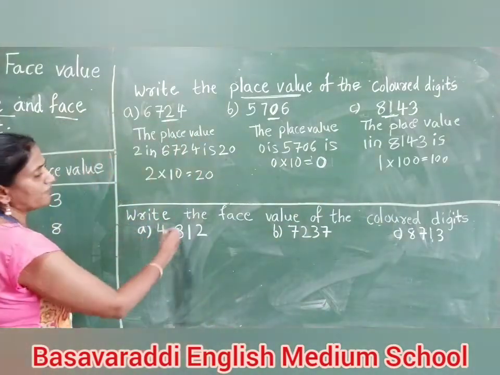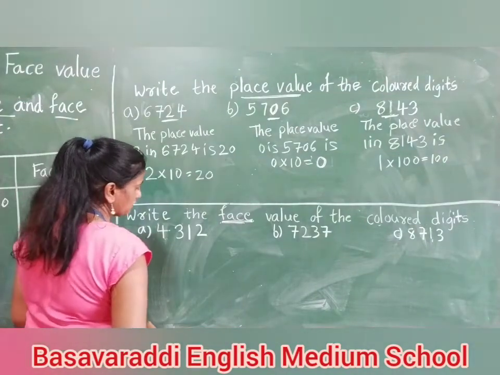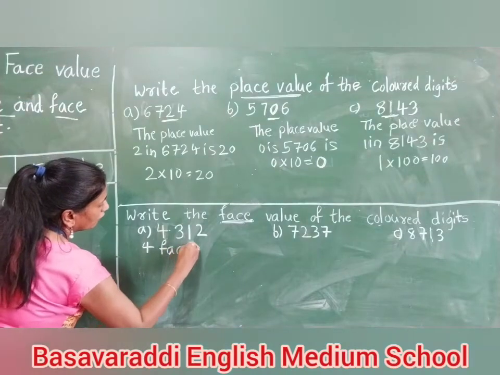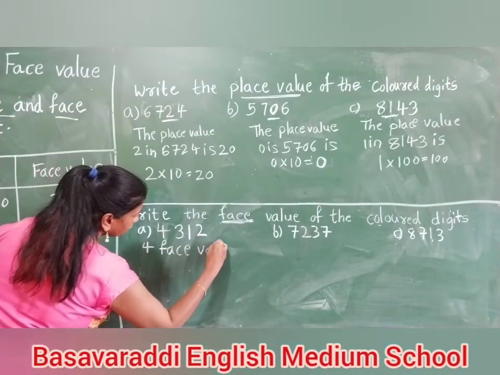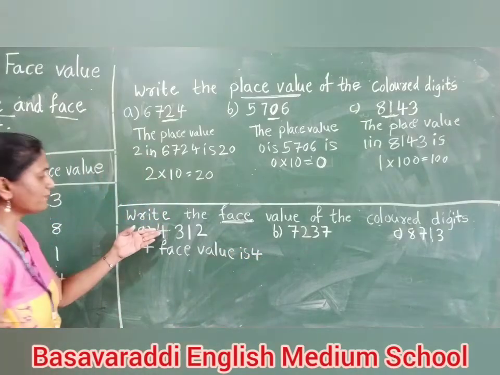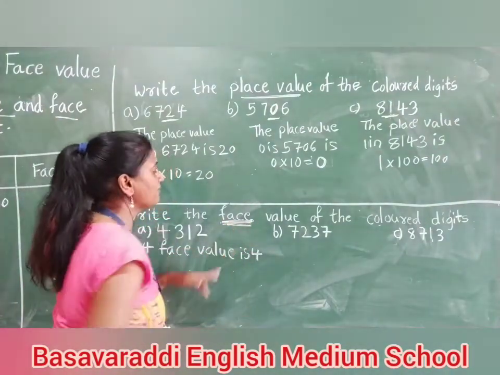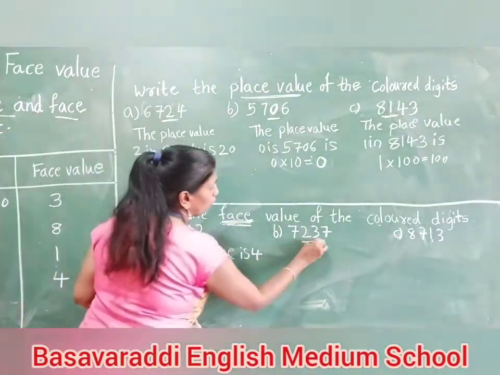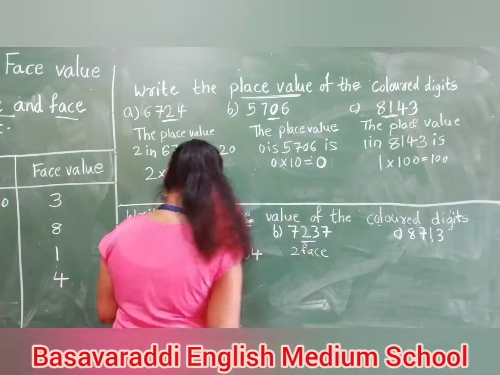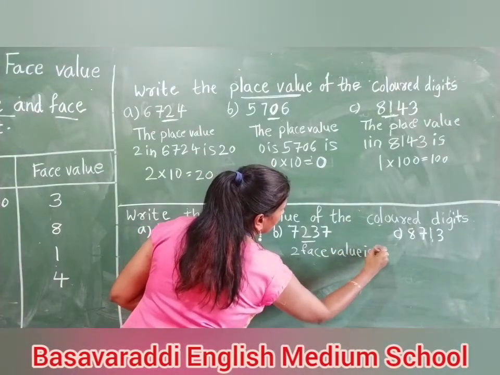Now, type the place value. Here is a 4. What is the place value of 4? It is 4 only, because the number itself occupies the place. The place value is the number itself. Now, 2. The place value of 2 is 2 only.